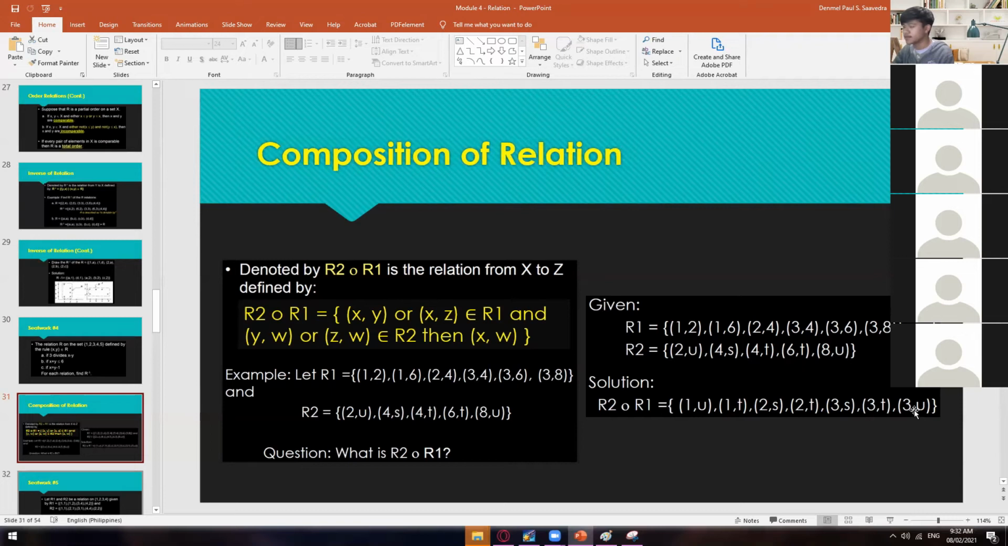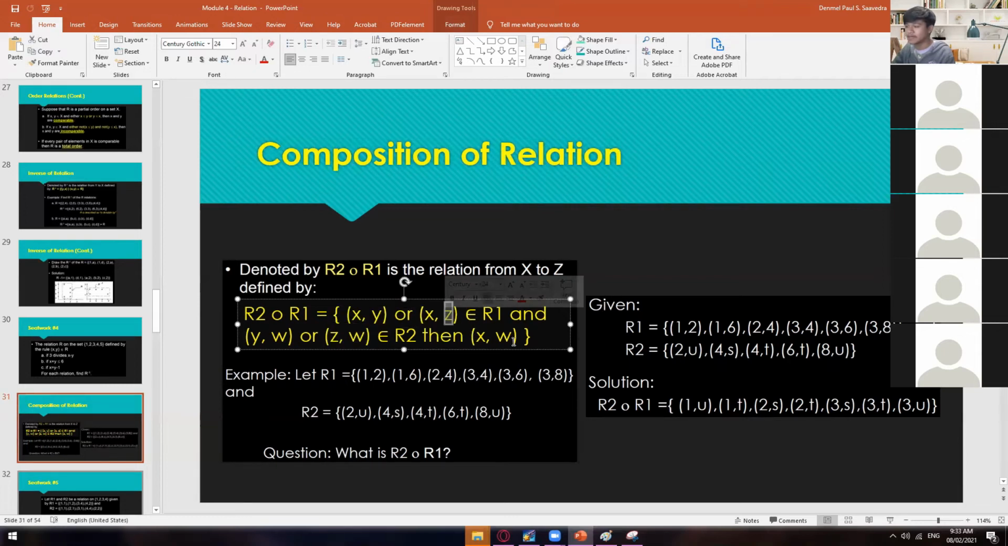So how did we come up with those ordered pairs? From this formula, which is (x, w): if you have (x, y) and then (y, w), you should have (x, w). If you have (x, z) and then (z, w), you should have (x, w). Let me just include it here.